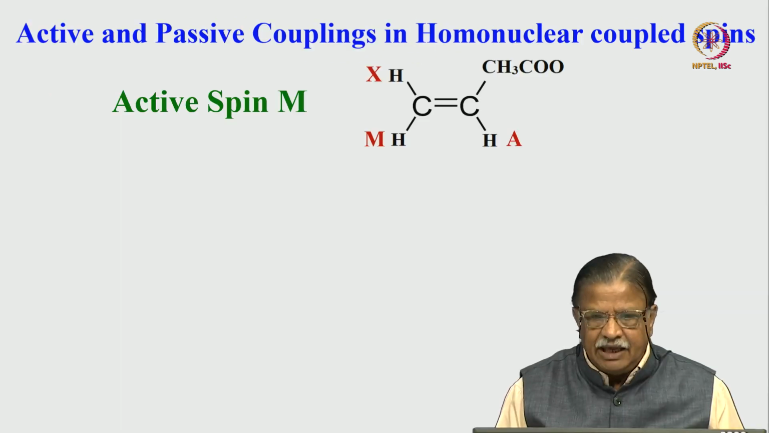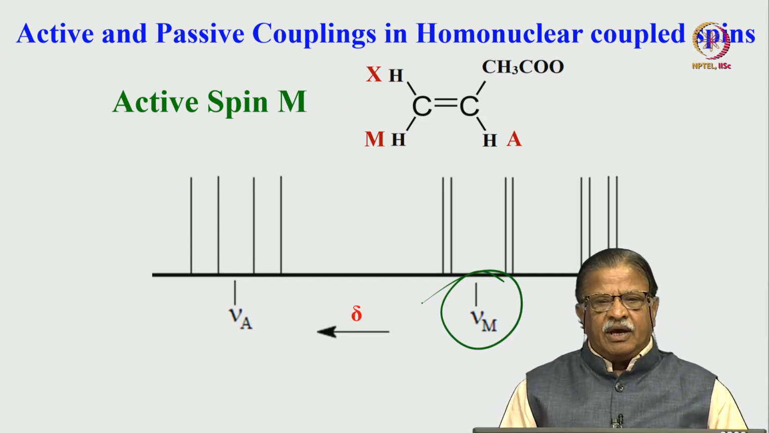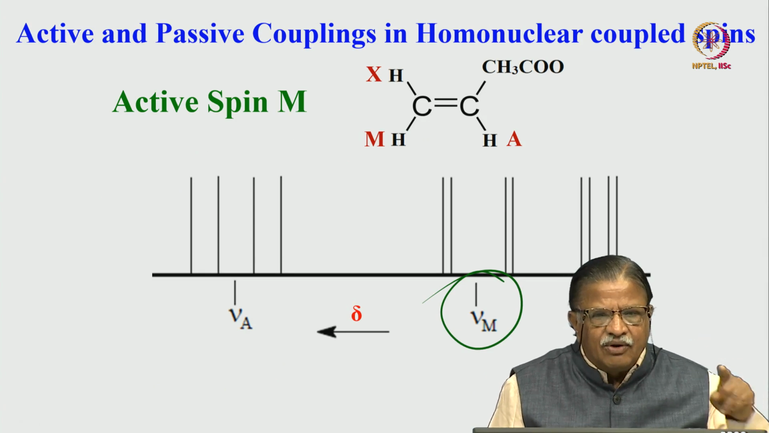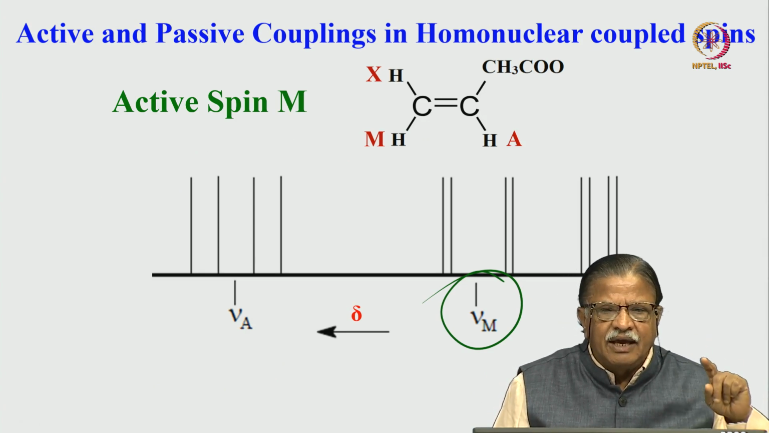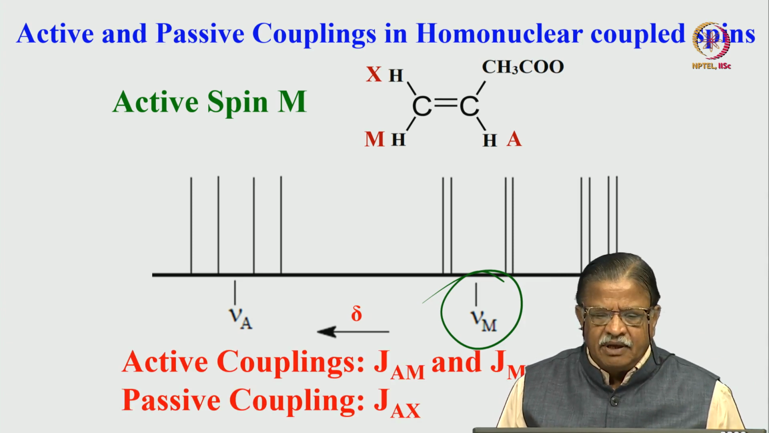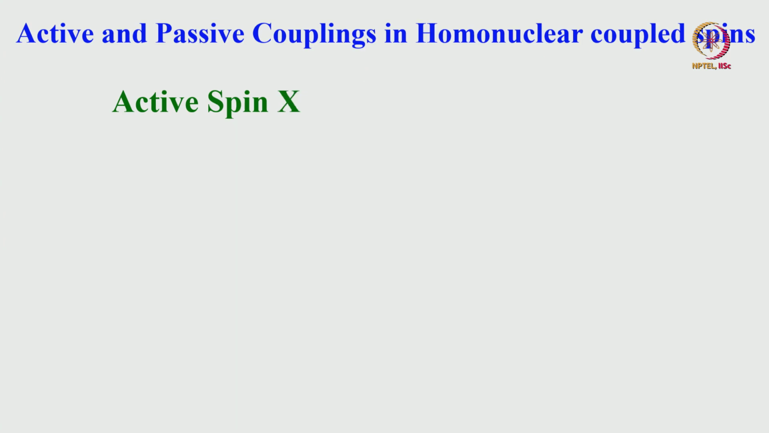Now let us go to M. Now this is the chemical shift of M. What are we seeing here? At the chemical shift of M, we are going to see active couplings AM and MX. They are the active couplings. What about the coupling between A and X? They are passive spins. That passive coupling is not seen at all. Okay. Go to the next one, proton X now.